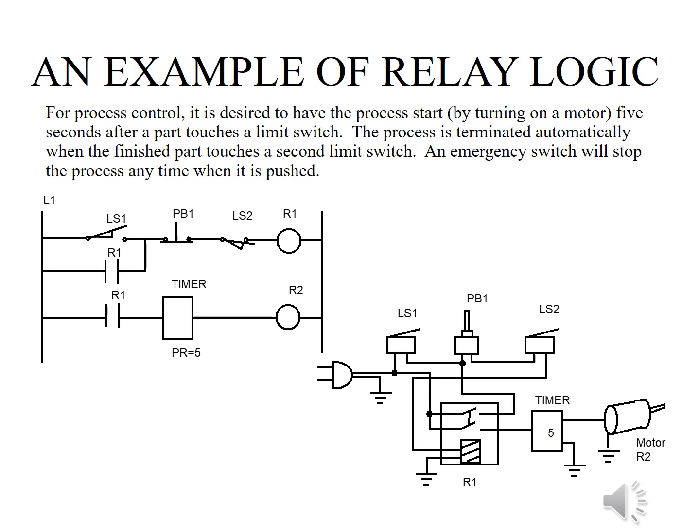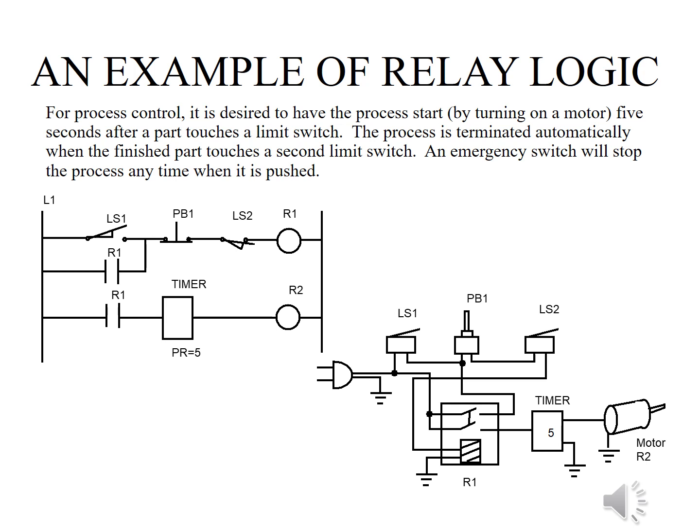An example of relay logic. For a process control, it is desired to have the process start by turning on a motor 5 seconds after a part touches a limit switch. The process is terminated automatically when the finished part touches a second limit switch. You can see limit switch 1 and limit switch 2 here, LS1 and LS2. When LS1 is touched, it starts, and when it reaches LS2, it is automatically turned off.